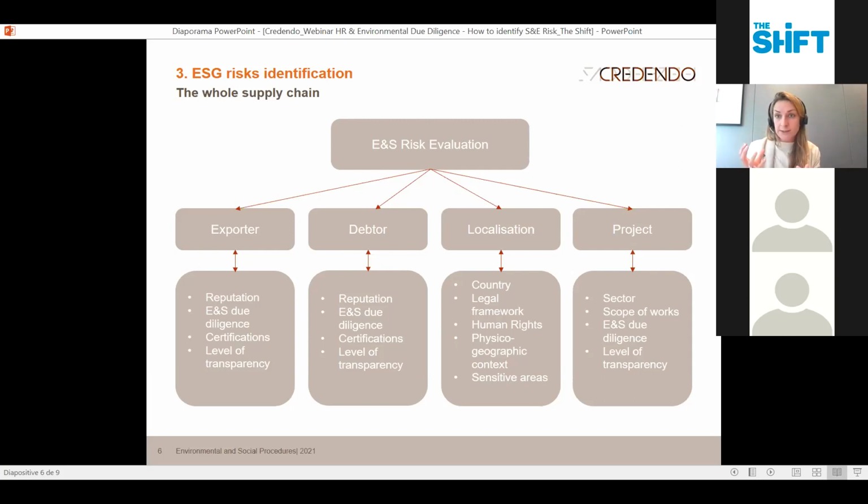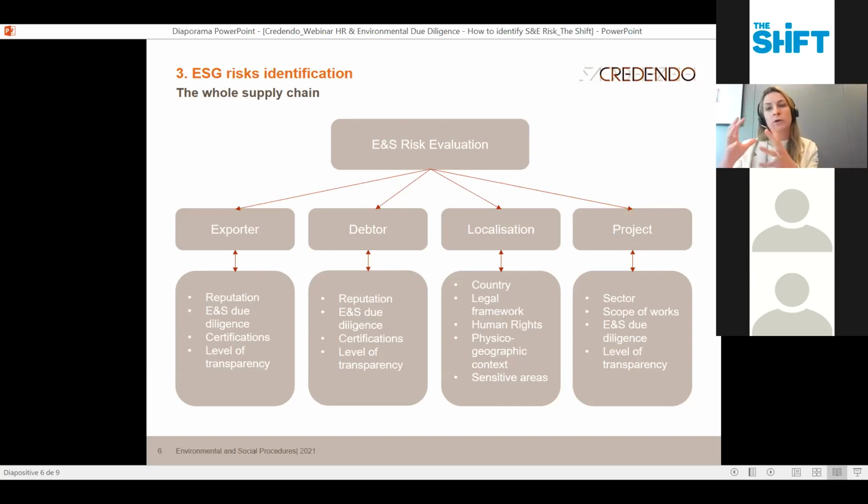I will analyze this depending on the country, the situation regarding human rights, and the physical geographic context. You can have a localization that is sensitive to erosion, for example, so I know that there will be some environmental risk. And if it's an infrastructure project, then I will have to give further attention. Are there some sensitive areas, etc.?